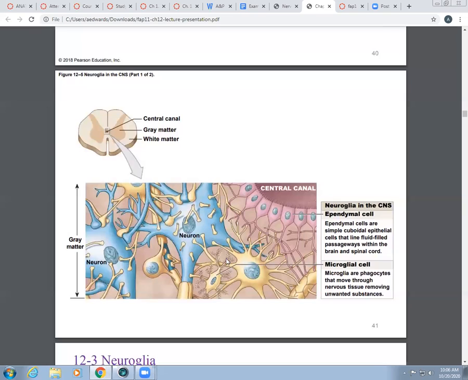Okay, another type of cell here, microglia. These are phagocytes. And they go around and they basically eat up debris and pathogens, get rid of them. And the ependymal cells and the microglia, you see those in the gray matter, okay?